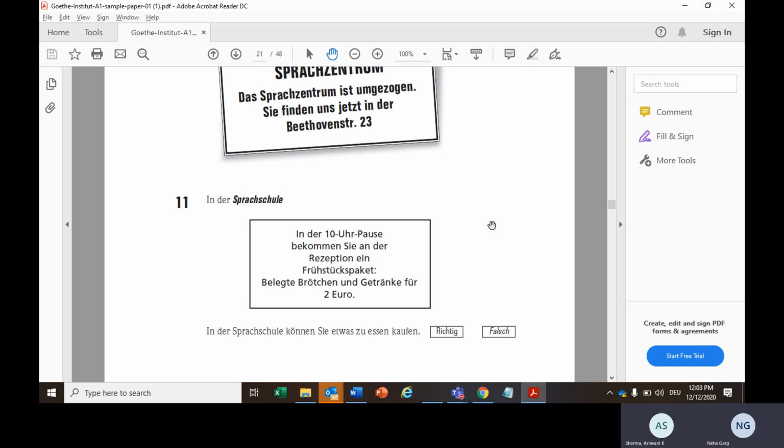In der Zehn-Uhr-Pause bekommen Sie an der Rezeption ein Frühstückspaket. Frühstückspaket. Okay. Belegte Brötchen und Getränke für 2 Euro.